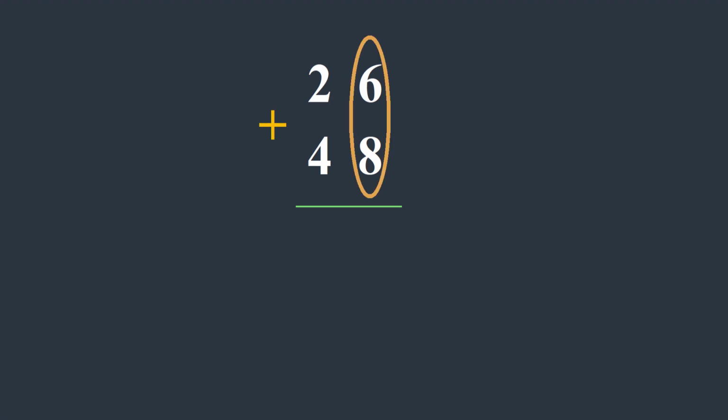We start solving the addition equation by adding the numbers in the ones place. 6 plus 8 equals 14. In the number 14, there are 4 ones, right? 4 in the ones place.